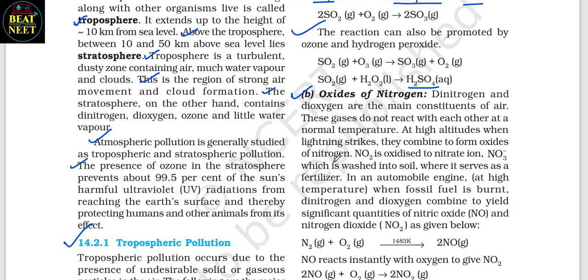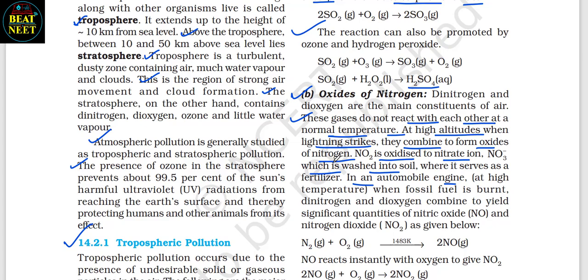B. Oxides of nitrogen. Dinitrogen and dioxygen are the main constituents of air. These gases do not react with each other at a normal temperature. At high altitudes, when lightning strikes, they combine to form oxides of nitrogen. NO2 is oxidized to nitrate ion, NO3-, which is washed into the soil, where it serves as a fertilizer.